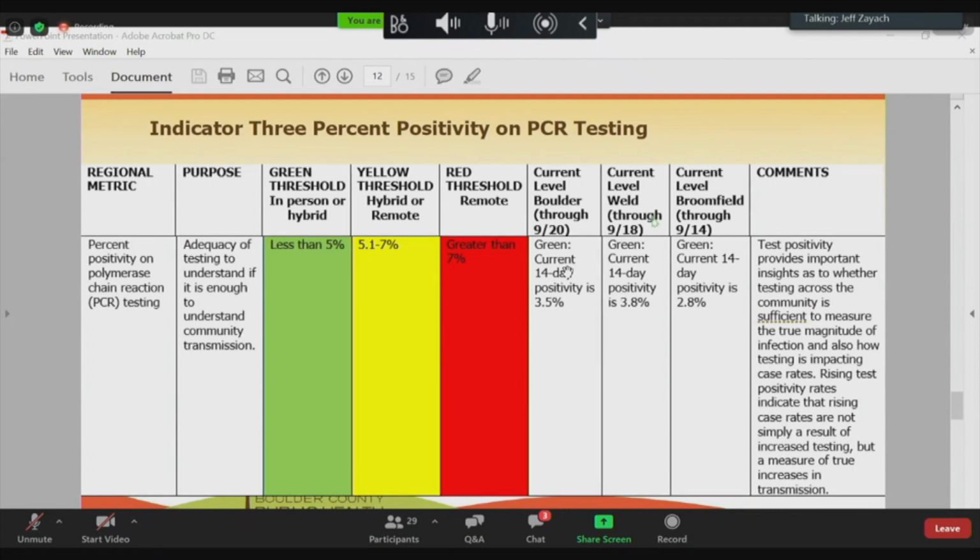At the end of this, I'm going to have Emily Payne talk a little bit about this because we've had a lot of questions about our positivity rate. So I want to make sure I'm addressing that with folks who are listening in tonight. The current level in Weld is 3.8%, and the current level in Broomfield is 2.8%. And the positivity question is going to apply to all counties across the state when we get to that point.